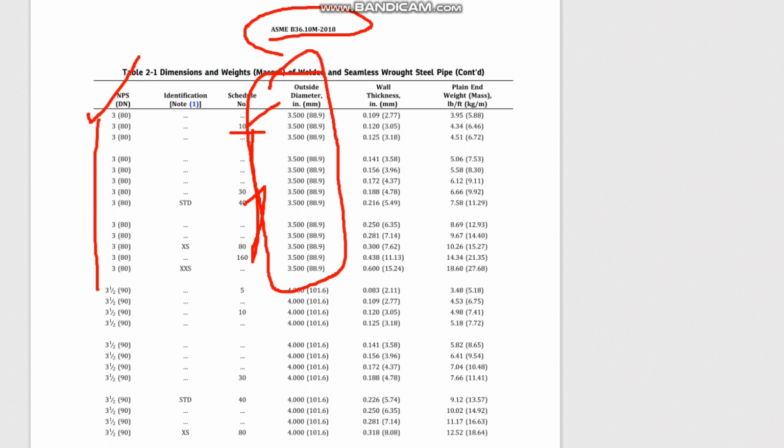For example, for schedule 10 here, the wall thickness is 3.05. For schedule 30, it is 4.78. Schedule 40, it is 5.49. Okay. So based on this table, we will find out the pipe dimensions.